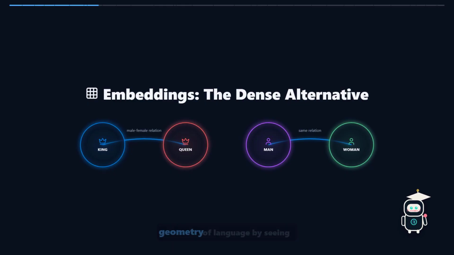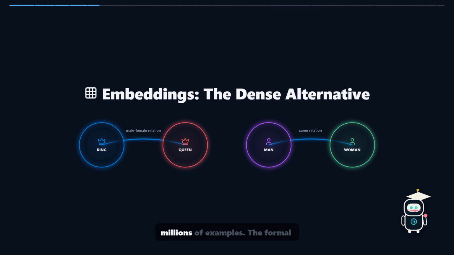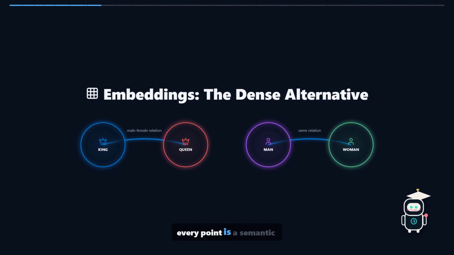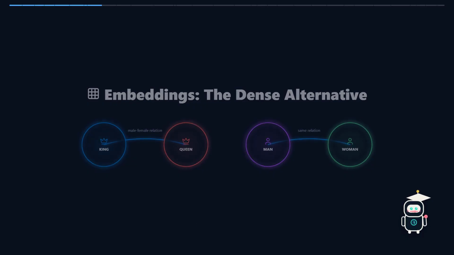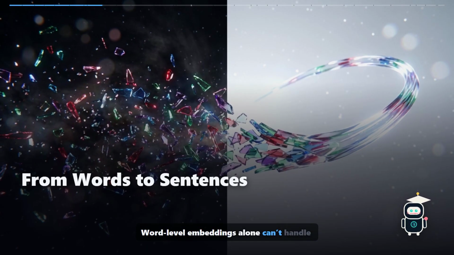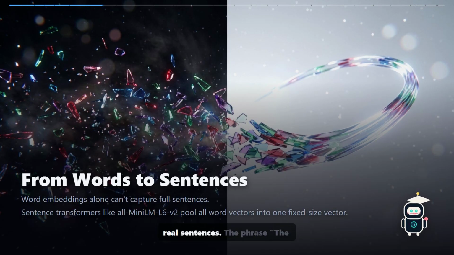It learned the geometry of language by seeing millions of examples. The formal term for this is a dense continuous vector space. Every point is a semantic fingerprint. Word-level embeddings alone can't handle real sentences. The phrase "the server is down" versus "serverless is up" would confuse a word-based system because the individual word server gets the same vector regardless of context. That's where sentence embeddings step in.